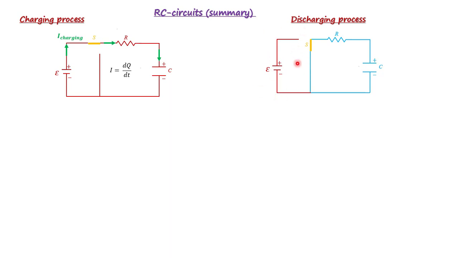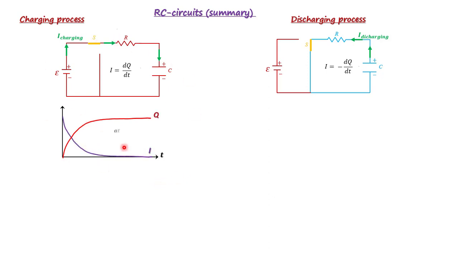Now for the discharging process, we have the switch in this position. We are shorting out the battery, but we have a fully charged capacitor. The direction of current is actually opposite. This is the discharging current. And here I is minus dq over dt, because the charge on the plates of the capacitor is decreasing. So let's remember Q as a function of time and current as a function of time for the charging process. But you see, as time t goes to infinity, or at a long enough time, current becomes 0. So there will be no current passing through R.